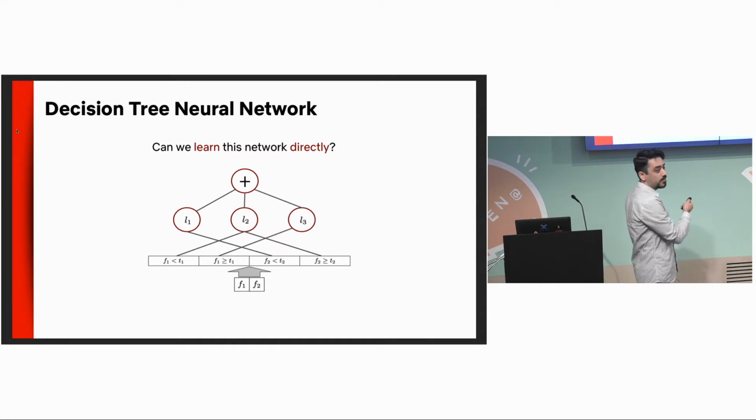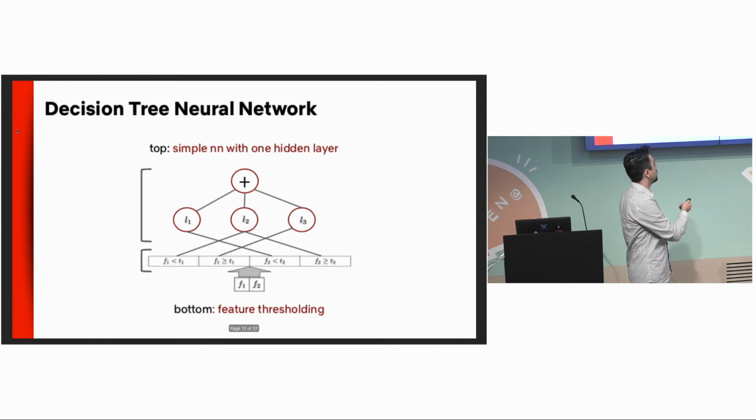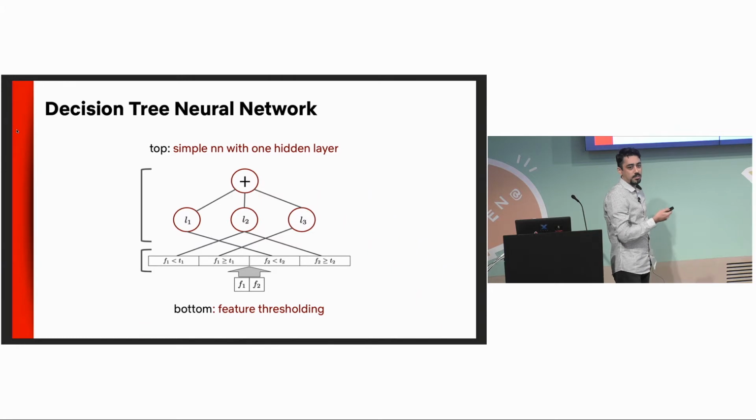And the question is, can we learn this network directly? And the answer is kind of obvious. Why not? We have trained everything. So if you look at this network, the top part is a simple regular neural network. And we can train it with all the regular tricks that we do. We approximate the step function with the ReLU. We remove all the constraints on binary and stuff like that. So that's easy. The tricky part is this bottom part, where we do feature thresholding. And the main question really is, how do we come up with these thresholds?